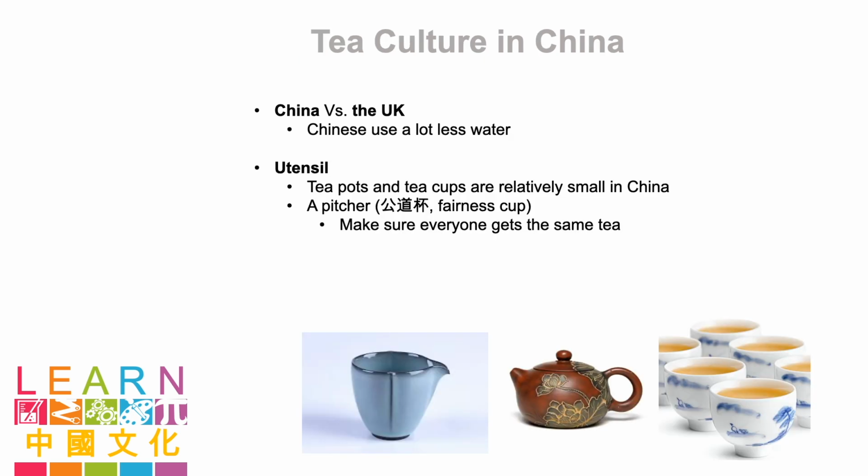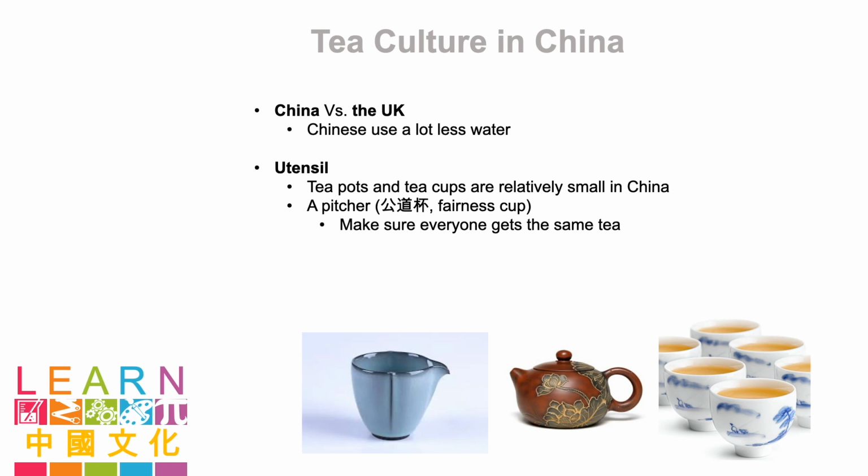The general difference between how the Chinese and the British make their tea lies in the water to tea ratio. Chinese use a lot less water than the UK. With the small amount of water used in China, both the teapots and the cups are relatively small. Besides, there is an extra utensil used in Chinese tea culture, which is a pitcher, or we also call it fairness cup.